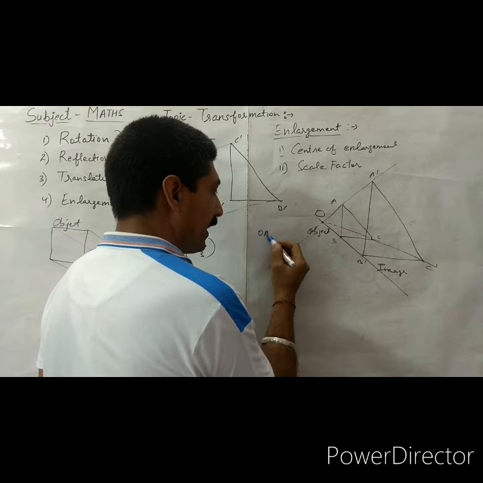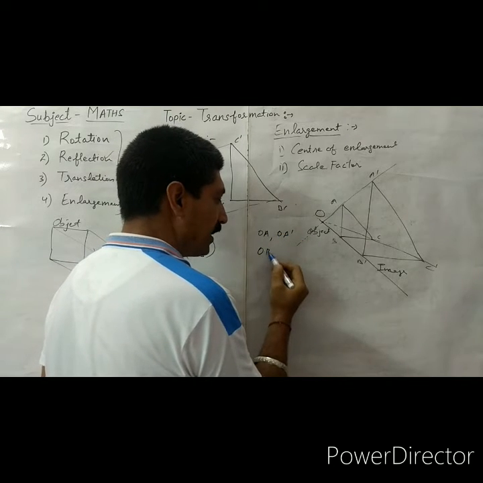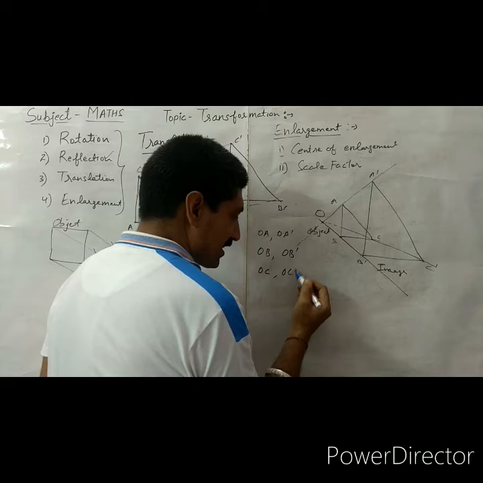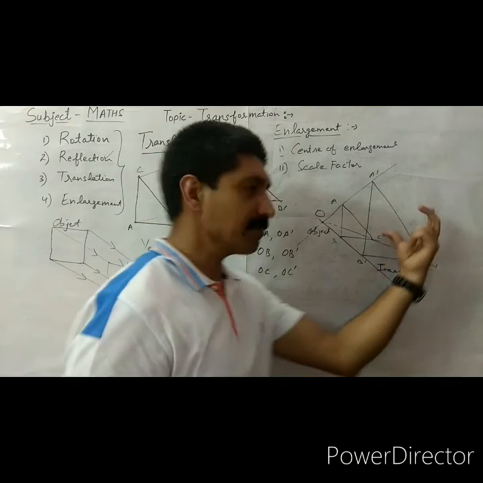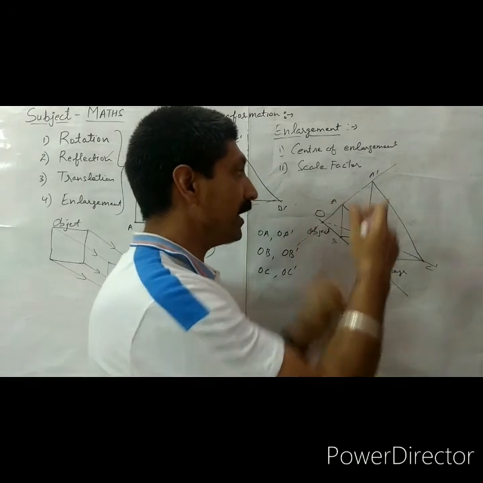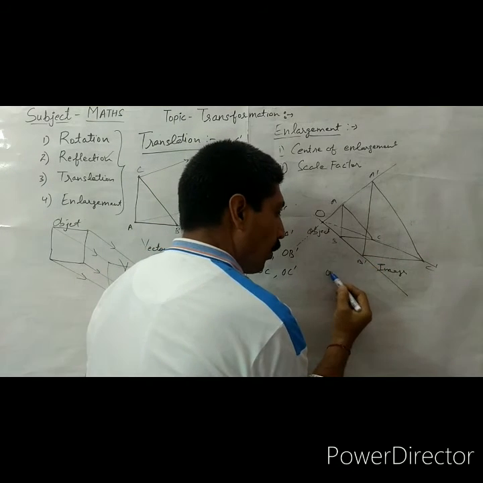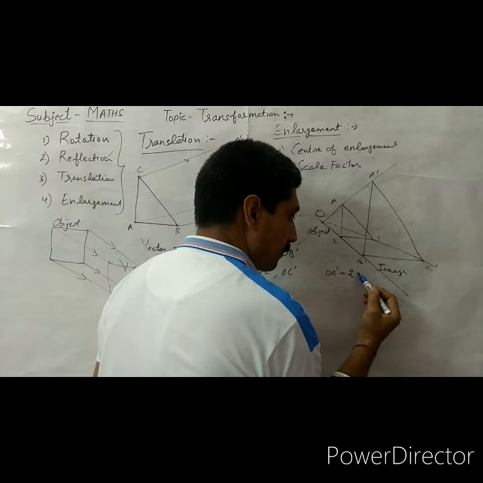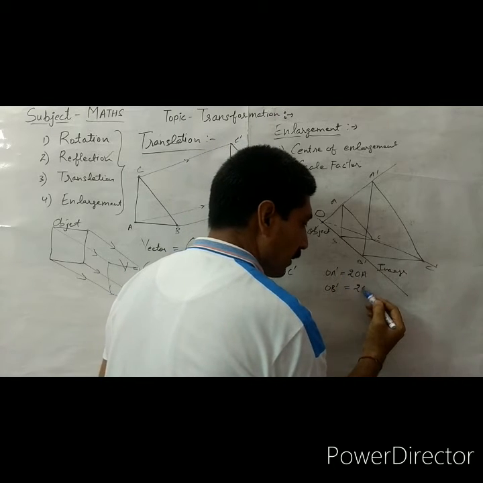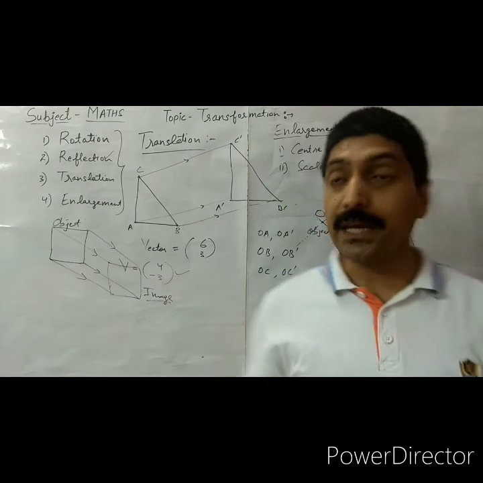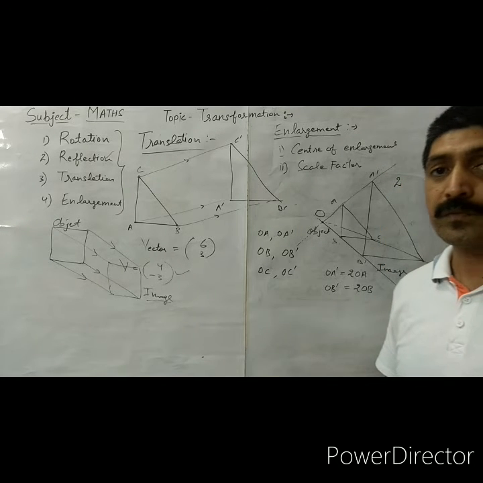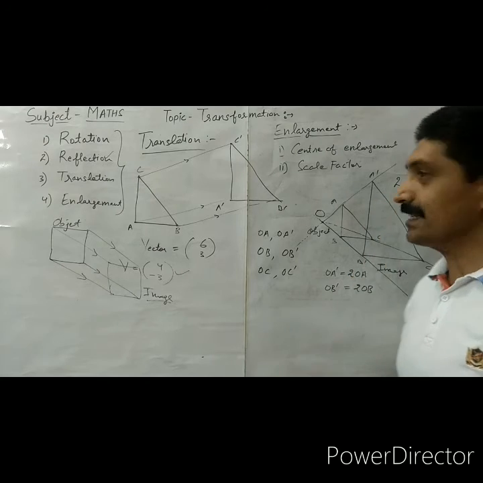Here we have OA and OA dash, OB and OB dash, OC and OC dash. Suppose in this particular case, OA dash is twice of OA and OB dash is twice of OB, then we will say that here the enlargement is 2. Enlargement is 2. So here the enlargement is positive enlargement.